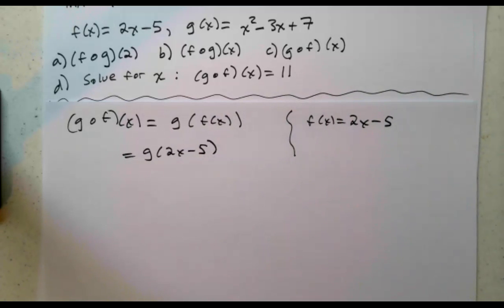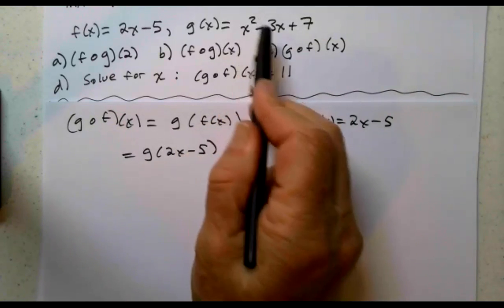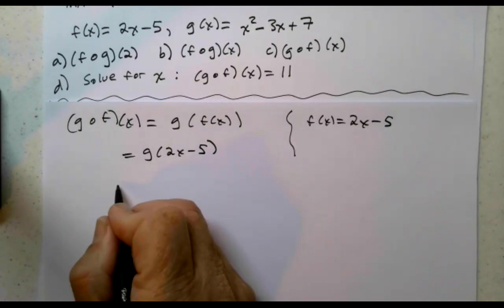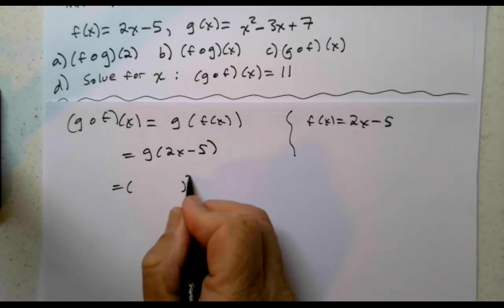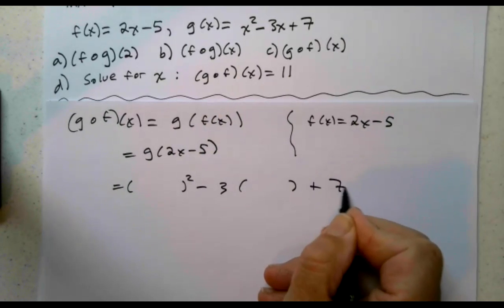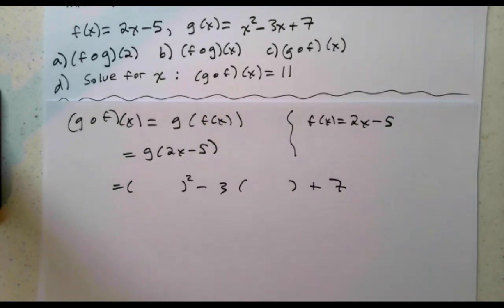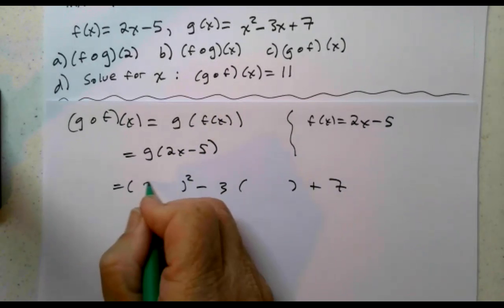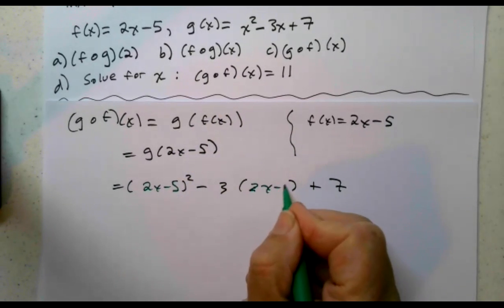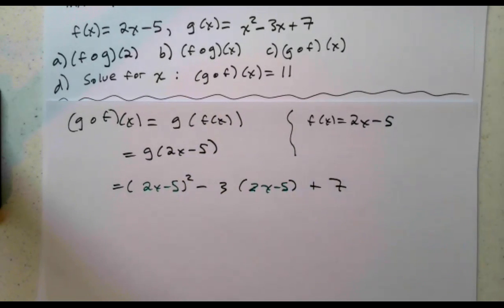But what does g do? G of something is something squared minus 3 times something plus 7. Something squared minus 3 times something plus 7. What is that something? That something is 2x minus 5, right? So 2x minus 5 squared minus 3 times 2x minus 5 plus 7.